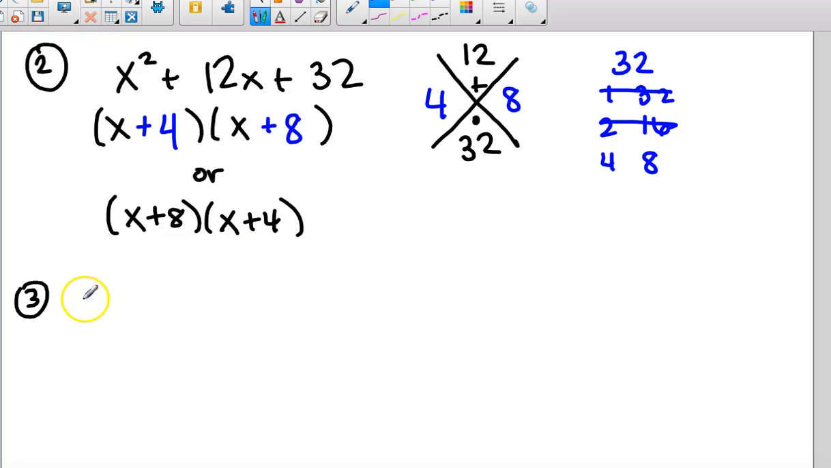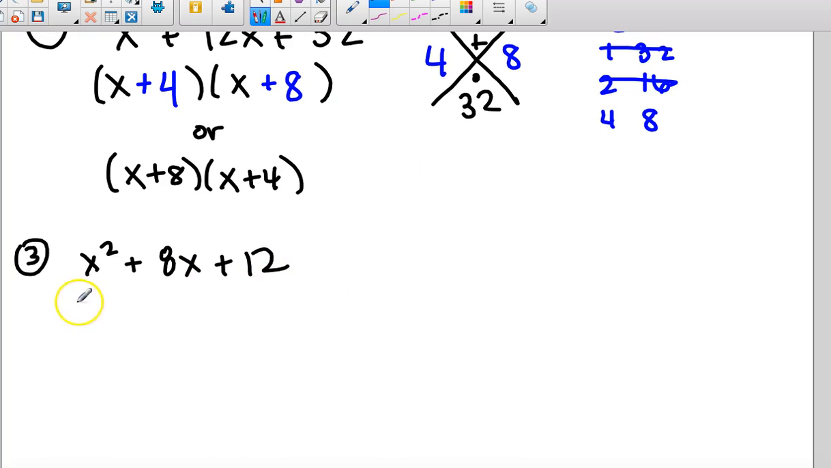This one will say, let's do x to the second plus 8x plus 12. Okay, let's factor that. So first of all, let me go ahead and get my x's split up first, and then let's go ahead and get the visual of the x factor up.